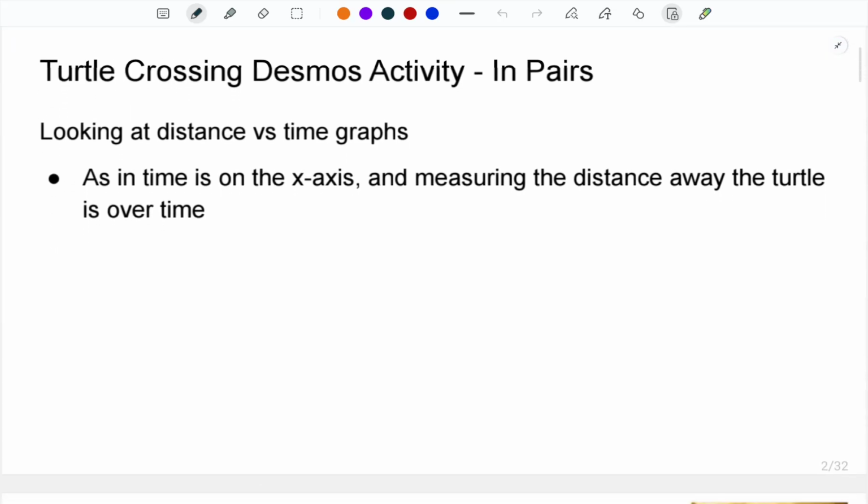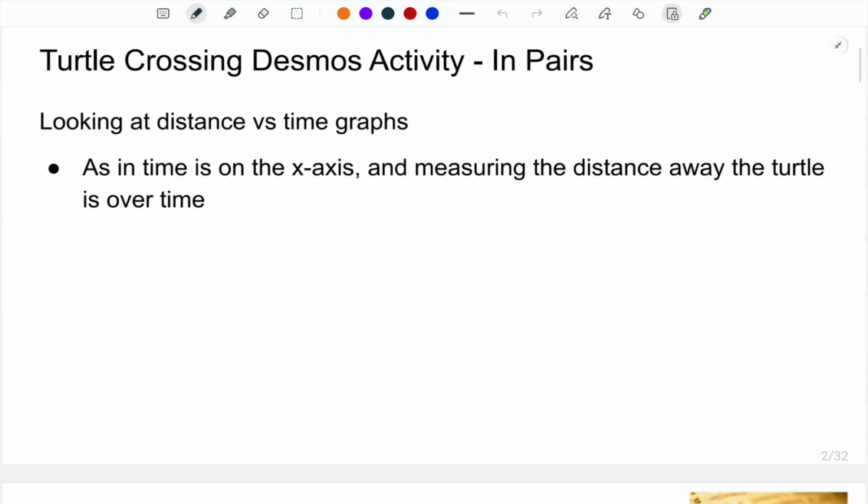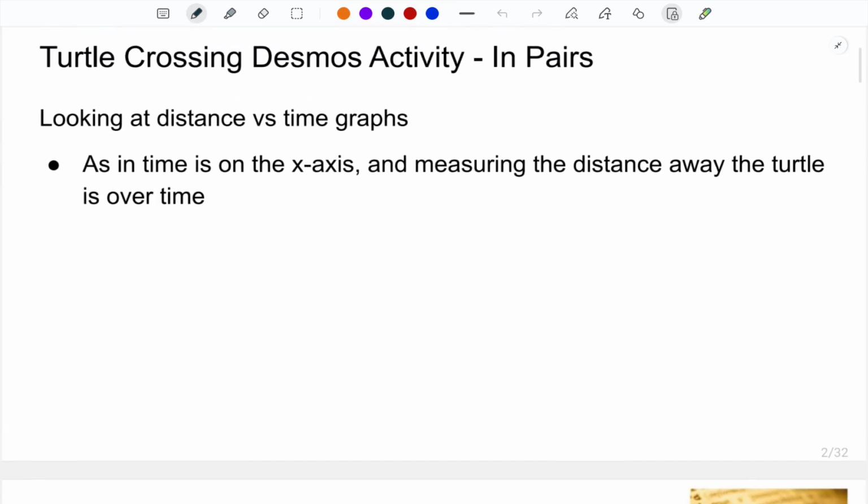So before we actually get started, hopefully you took a look at the Desmos activity that's available online. And if not, then feel free to stop this video now and go back to it. And yeah, with that activity, you're looking at the turtle, measuring its distance over time, and then some funny things happen depending on how you had made your graph.